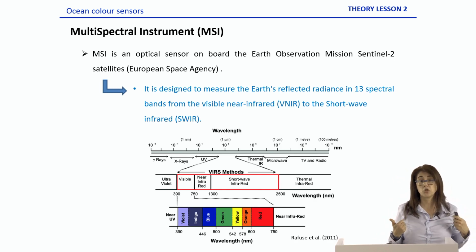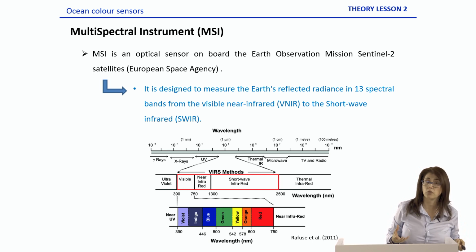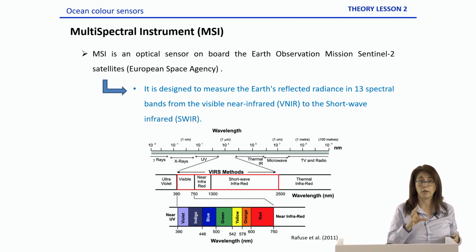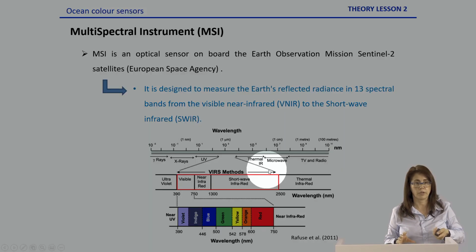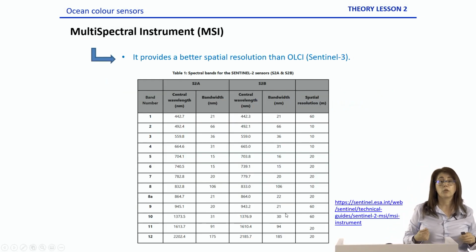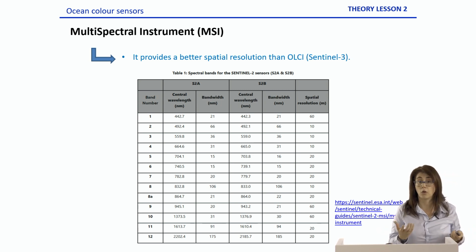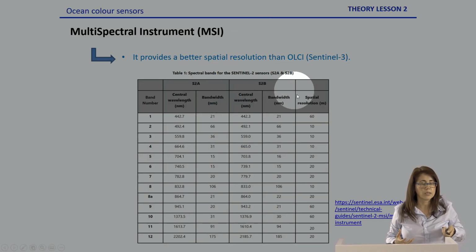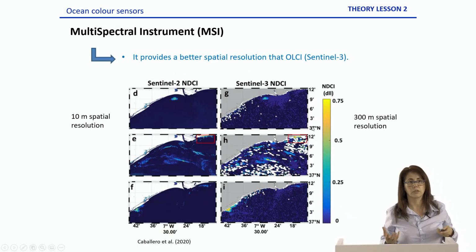This sensor on board these Sentinel-2 satellites is designed to measure the Earth's reflected radiance in 13 spectral bands from the visible near-infrared to the short-wave infrared. So it goes a bit beyond other sensors. Okay. It also provides a better spatial resolution than OLCI on board Sentinel-3. If you remember, Sentinel-3 provides spatial resolution of 300 meters, while with Sentinel-2, depending on the spectral band, we will have spatial resolution ranging from 10 to 60 meters. Okay, so it's much better.